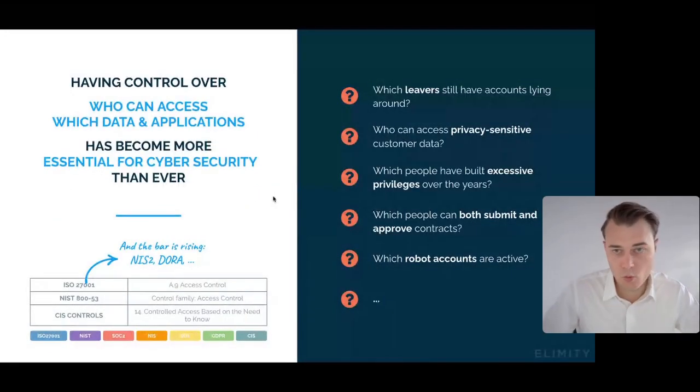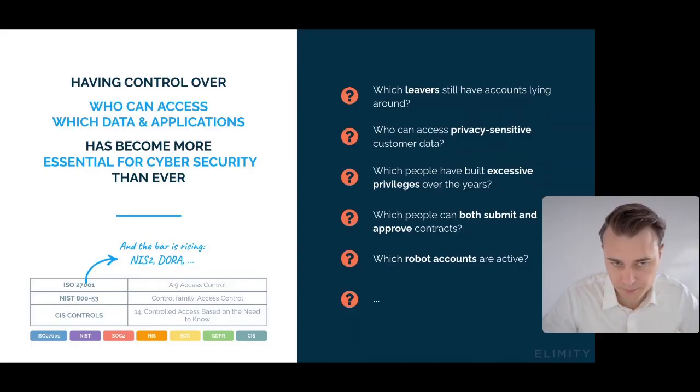So where do we then help, or where does Elimity come into place? We need to have provable control on who can access what, right? Because plenty of things in your environment you will already do in the right way today. But to have the provable control over it, really knowing if there are still leavers that have an account lying around, who has access to privacy sensitive data, also related to what kind of business you are in today.